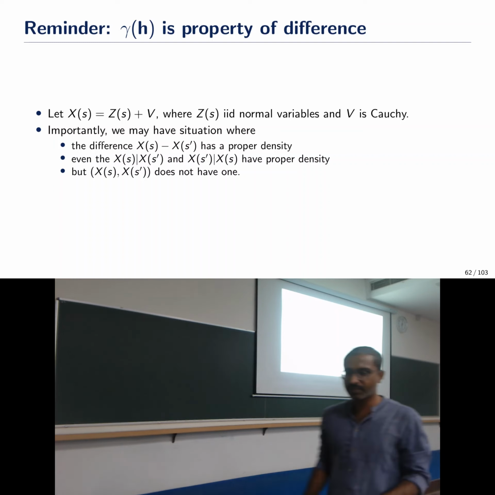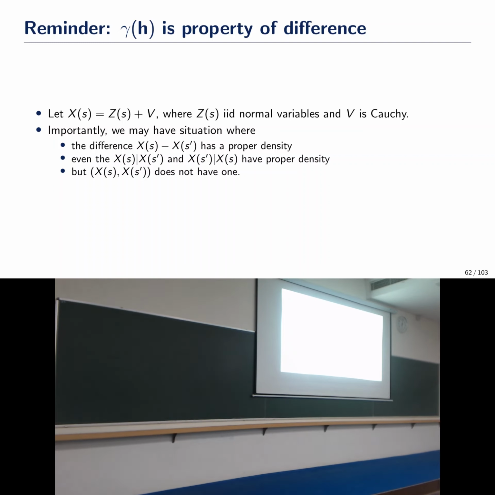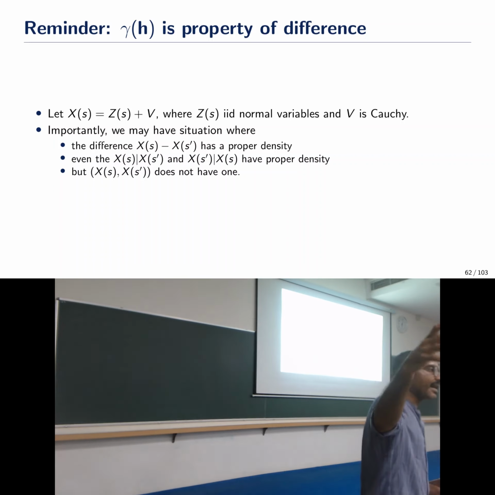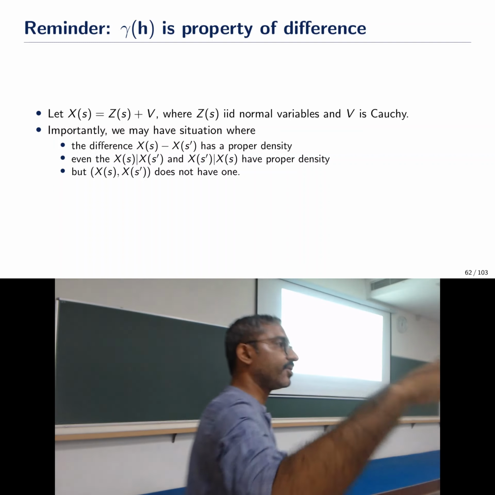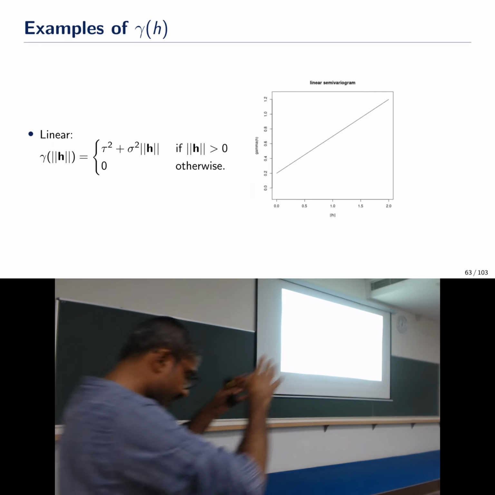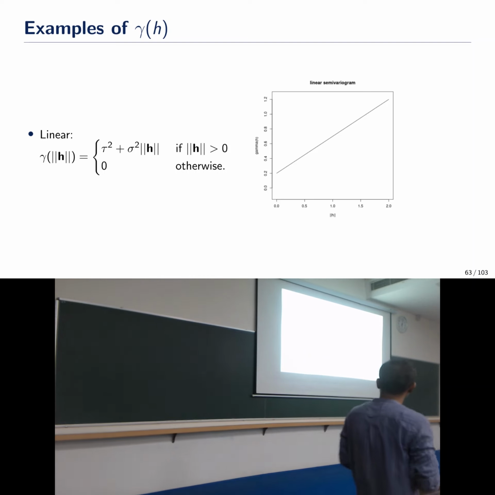In fact, the example here is very simple. If you just take e to the power minus (Xs minus Xs dash) whole squared as the joint density of Xs and Xs dash, that will work. That will satisfy these conditions. Okay, as he was asking, how do you justify or verify the conditions that we were giving?